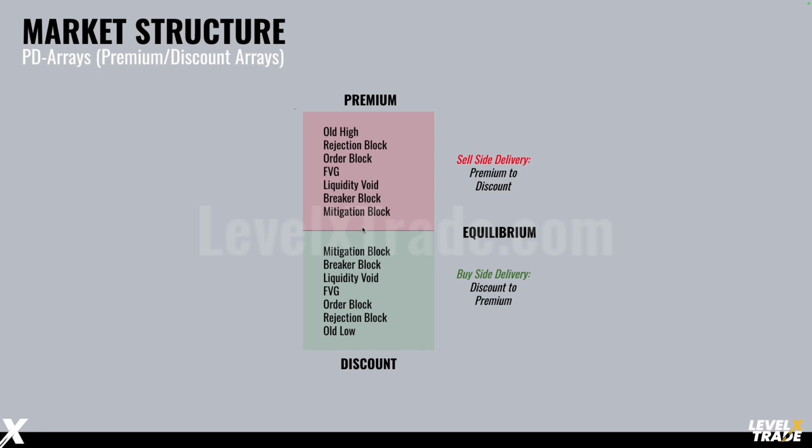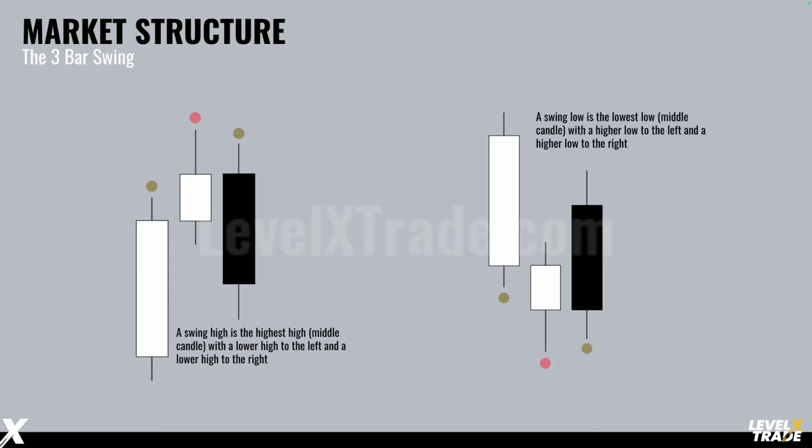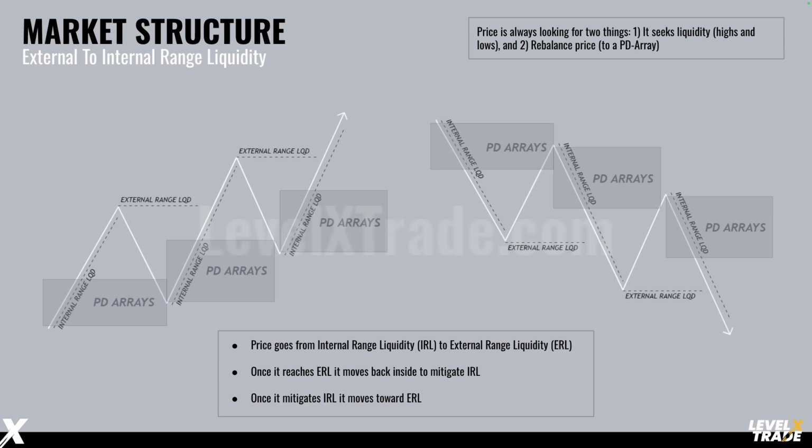Okay, so because price wants to always go from internal to external, but also find a way to have equilibrium. So hopefully this helps you a little bit with the market structure. Again, it's very basic, and we're going to be discussing that in more detail.